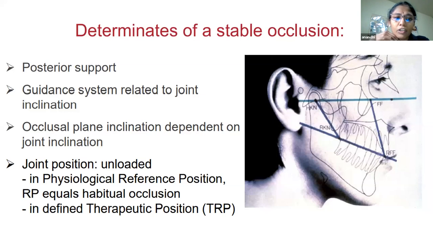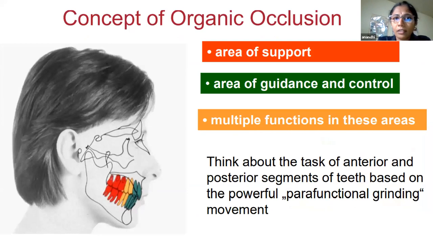And then how is the joint position? Whether the patient has internal derangement, or how is it? Is it loaded? Is it compressed? Is it distracted? And then we come up with a therapeutic reference position to diagnose and make the treatment plan. So these are the things that Dr. Slavicek talks about.